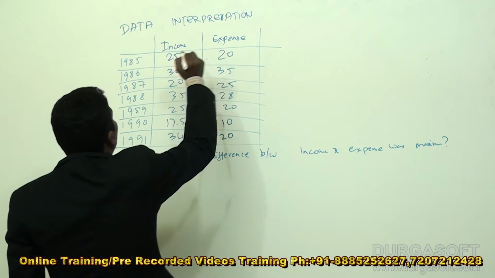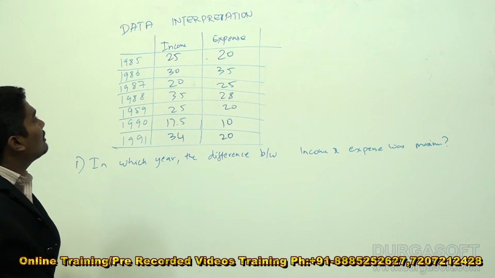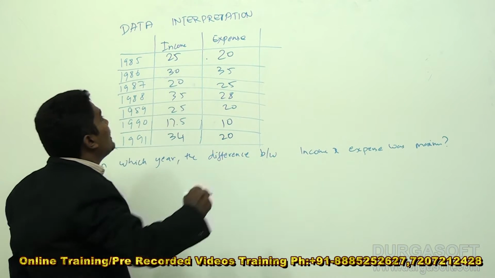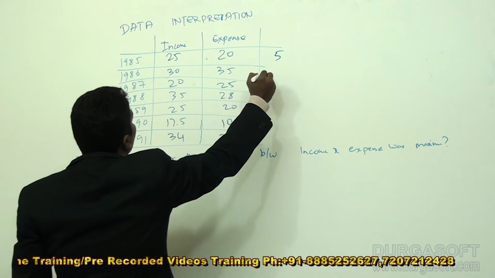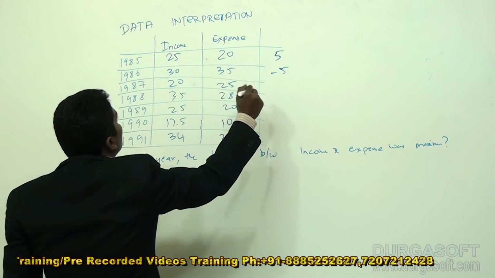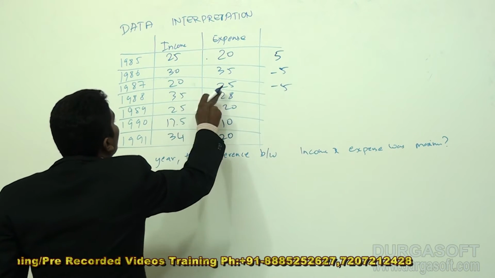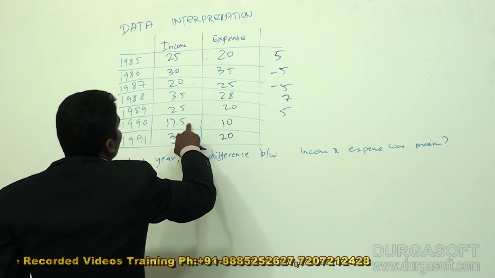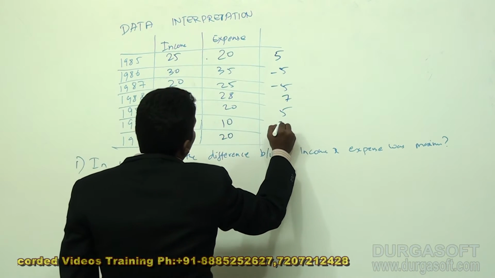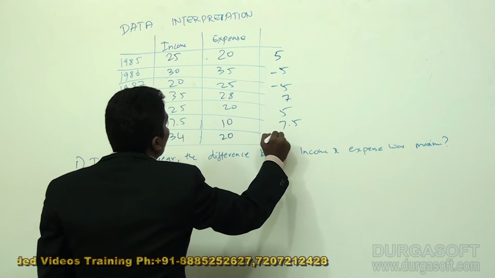Here if I see the difference, 25 and 20, income minus expenditure, I will get the difference as 5. Here I will get 30 minus 35, which is minus 5. 20 minus 25 I will get minus 5. 35 minus 28 I will get 7. 25 minus 20 I will get 5. 17.5 minus 10 I will get 7.5. 34 minus 20 I will get 14.